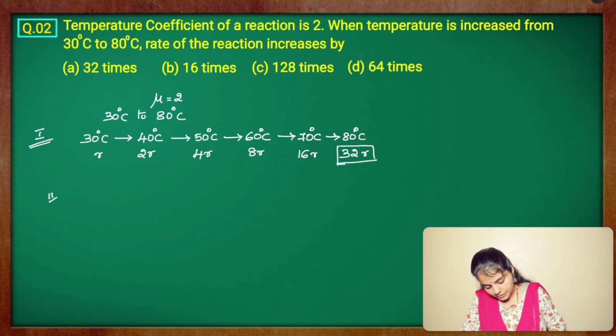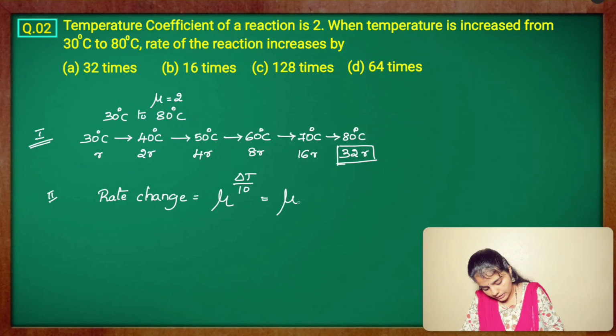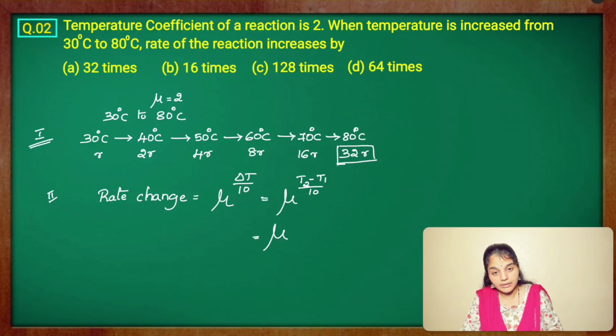So the other method, which I feel is very quick, you can solve using this. So the rate change is equal to the formula: temperature coefficient raised to delta T divided by 10. Which is equal to temperature coefficient raised to T2 minus T1 divided by 10. So here mu to the power delta T is 80 degrees minus 30 degrees divided by 10. So I will substitute the value of mu, the temperature coefficient.